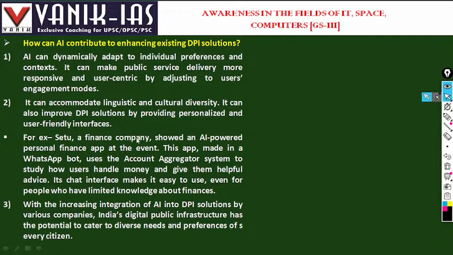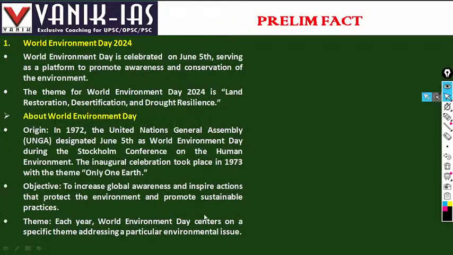For example, a finance company showed an AI-powered personal finance app at the event. This app, made as a WhatsApp bot, uses the account aggregator system to study how users handle money and give them helpful advice. Its chat interface makes it easy to use even for people who have limited knowledge about finances. With the increasing integration of AI into digital public infrastructure solutions by various companies, India's digital public infrastructure has the potential to cater to the diverse needs and preferences of every citizen. So it has a very big scope.